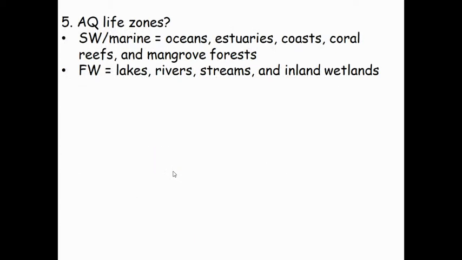All right, so aquatic life zones, saltwater, marine. Whenever you see the word marine, it refers to ocean. Oceans, estuaries, coast, coral reefs, mangroves. Estuaries are really important, diverse regions of the planet. That's where fresh water and salt water come together. And you're going to have a variety of species, some that prefer fresh, some that prefer salt, some that can have tolerances for each of the two. Freshwater, lakes, rivers, streams, inland wetlands.